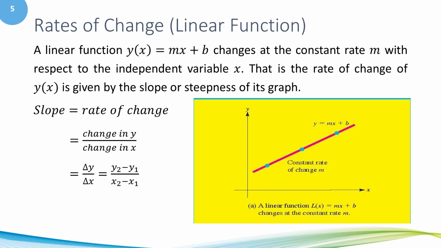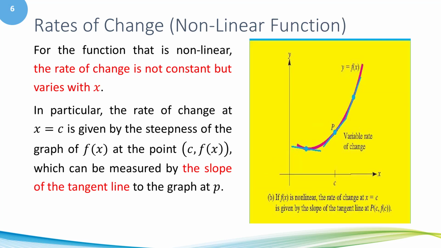Let us be specific. If f, or in this case y, is a linear function, so we have the equation y = mx + b, then the rate of change is the change in y over the change in x, or (y2 - y1)/(x2 - x1), which is its gradient, or the slope, or the steepness, or whatever else you call it. While in a non-linear function, the rate of change is not constant, but varies with x. So at any given point c, we can see that the rate of change at c is the slope of its tangent line.